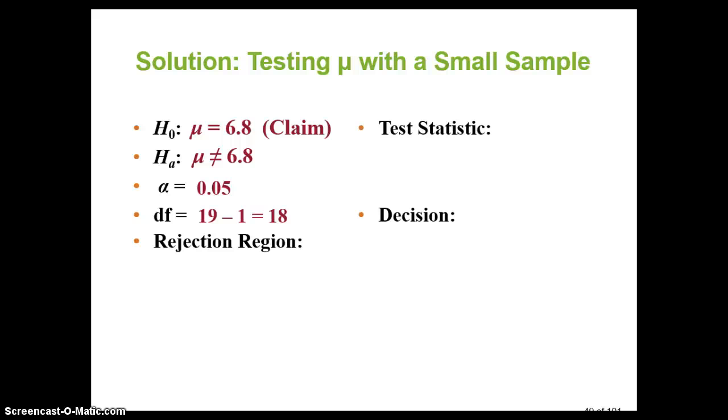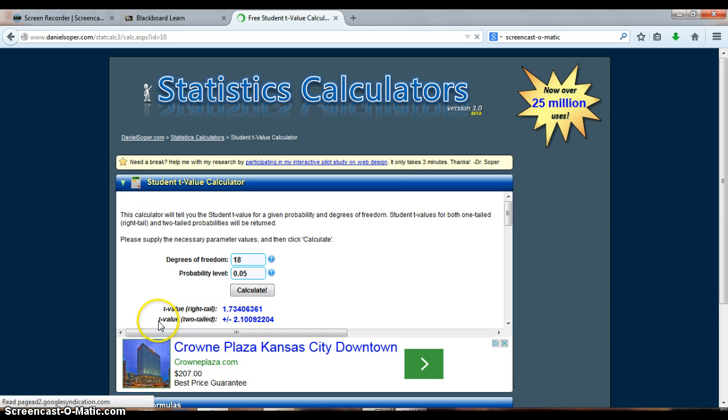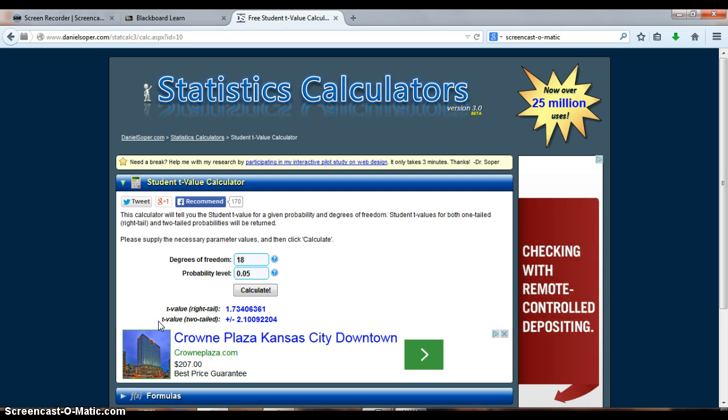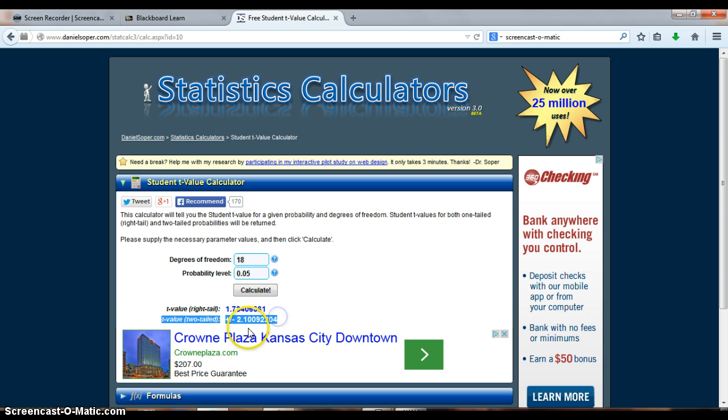So let's find the rejection region, our critical t value, with the 18 degrees of freedom and the alpha level of 0.05. So we have 18 degrees of freedom and alpha level still 0.05. Let's hit the calculate button. In this case, we're doing a two-tailed test because our HA statement was the not equals test. So that means our critical t value, rounded, is going to be positive 2.101 and negative 2.101.